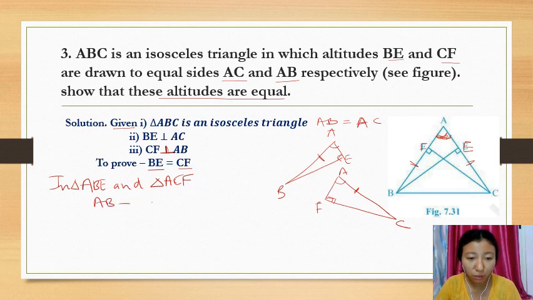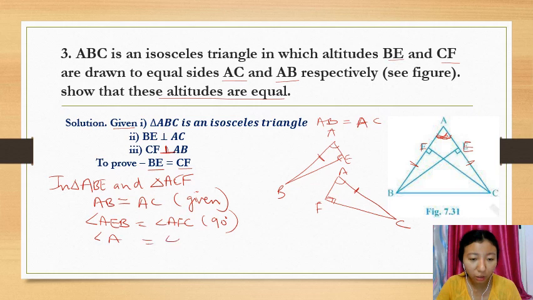AB is equal to AC, given. Okay. Angle AEB is equal to angle AFC, each 90 degrees. And angle A is equal to angle A, that is common.